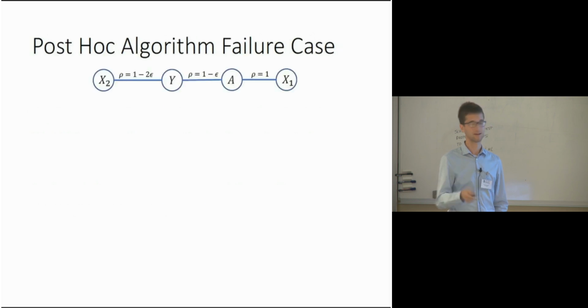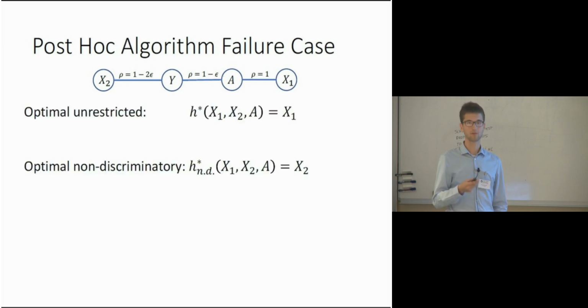An example of how this can happen is based on the following distribution over 2 binary variables, one of which is equal to A and is extremely well correlated with Y. The other one is slightly less correlated with Y, but it's conditionally independent of A given Y. If we look at the optimal predictors in this distribution with respect to the 0-1 loss, X1 is the optimal unrestricted predictor, and X2 is the optimal non-discriminatory predictor. These have 0-1 error epsilon and 2 epsilon respectively.